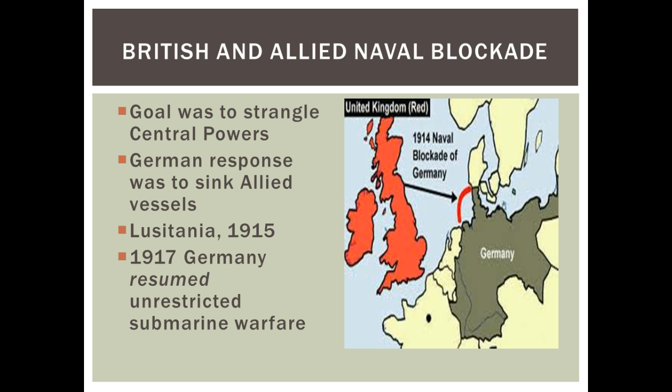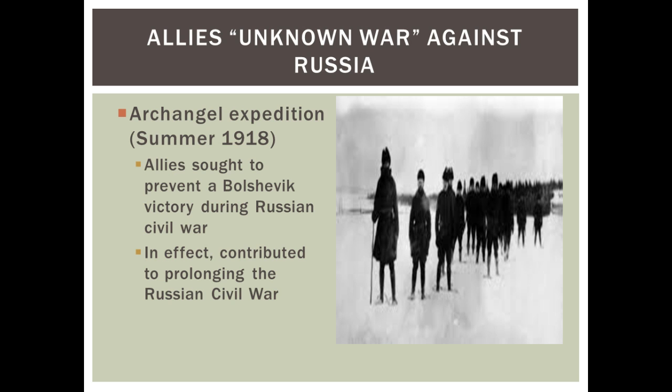Oh my God. At this point, I kind of want to shift gears to let you back to Russia, because I feel like if I don't hit on Russia next week, it isn't going to flow as well. And so the Allies' unknown war against Russia is called the Archangel Expedition in the summer of 1918. So what's going on in Russia in 1918?